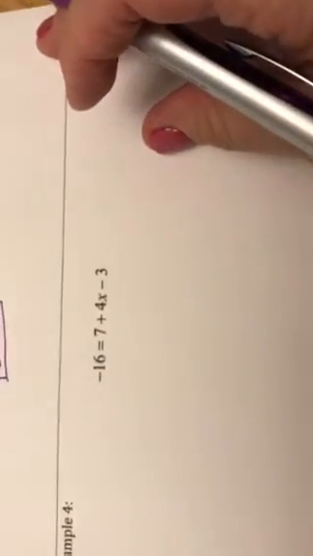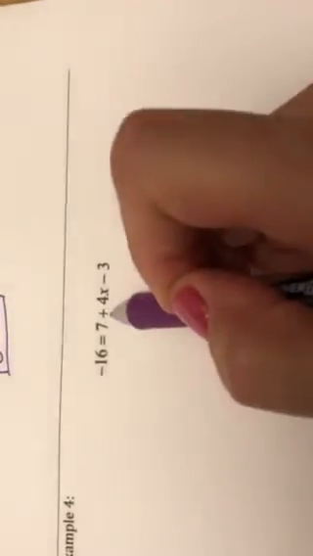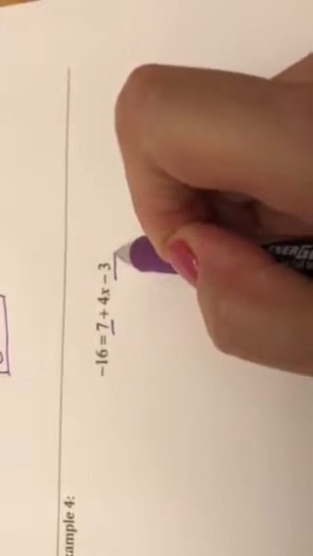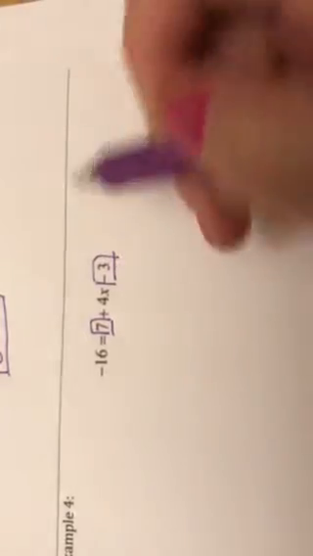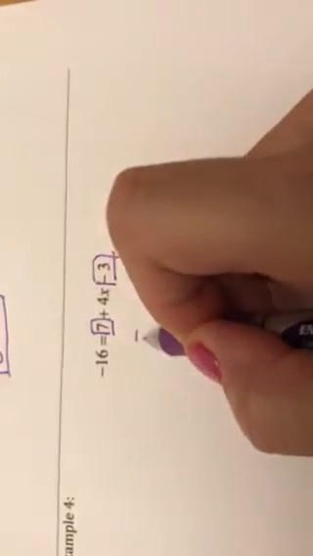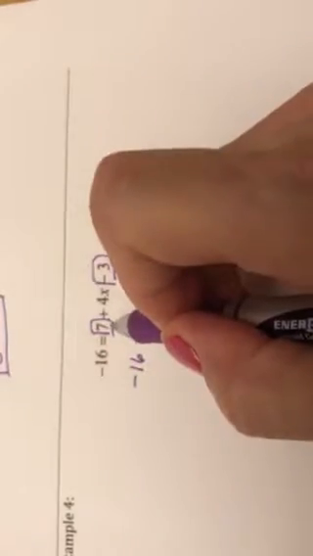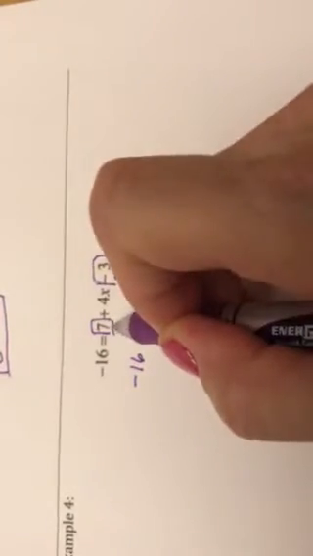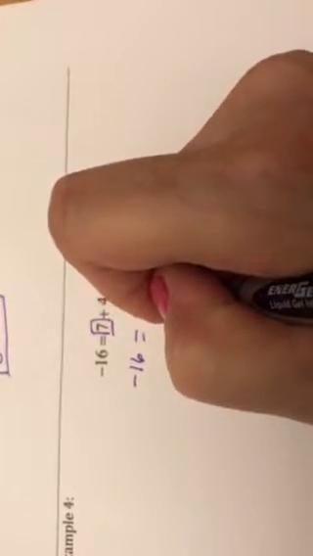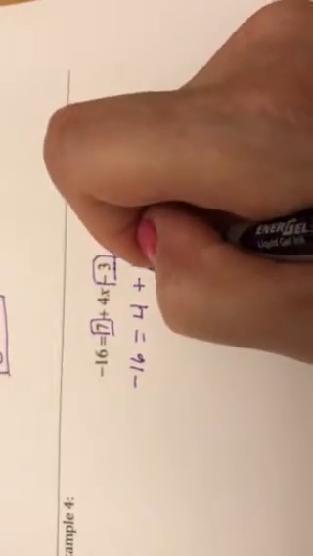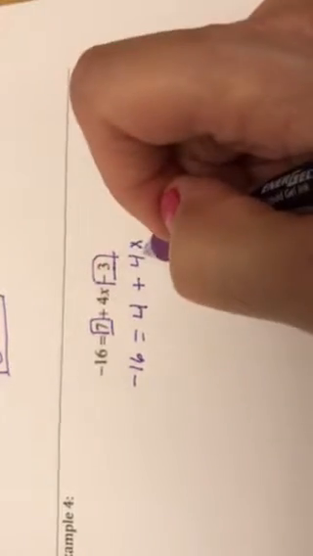Example 4. Here we go. So example 4 again has numbers on both sides, but I have a positive 7 and a negative 3. So before I do anything with this negative 16, I'm going to combine these terms. 7 minus 3 is 4, plus 4x. We're going to bring that 4x down.